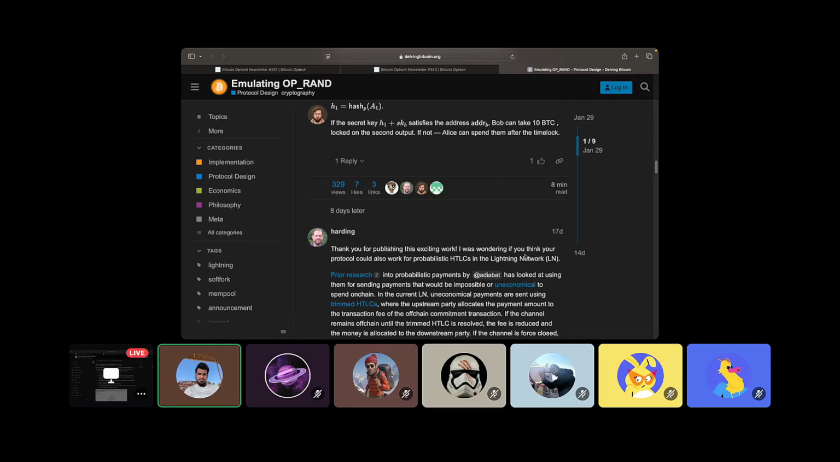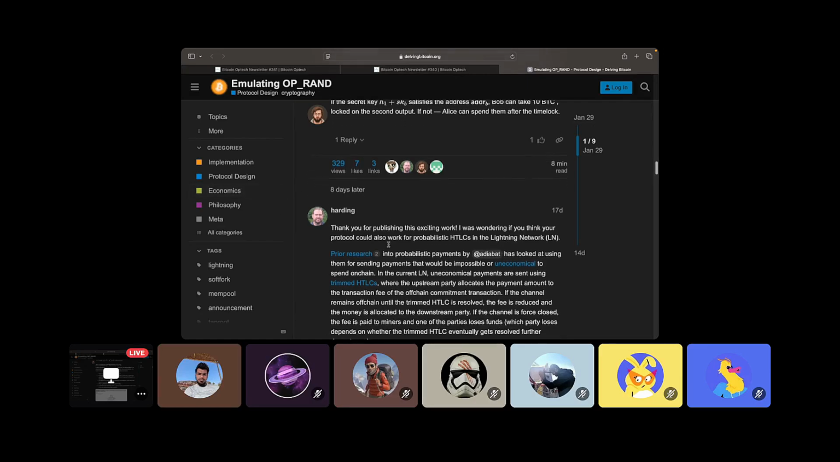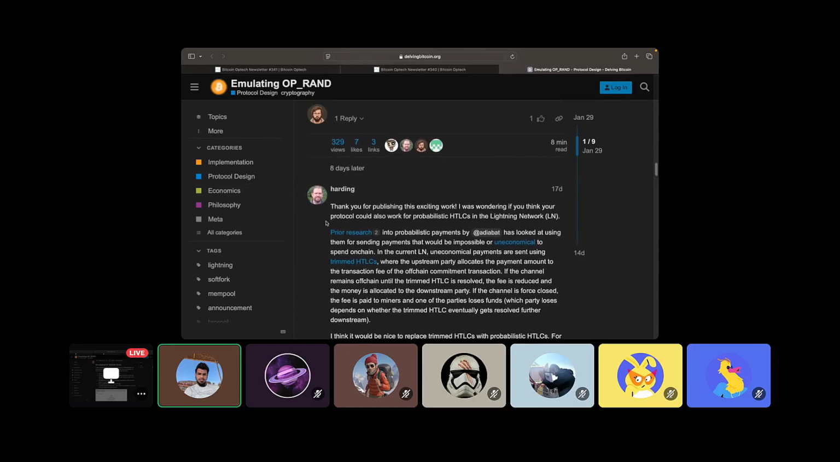Okay. Now, what's interesting is this dimension that was thought of by Dave Harding, of how we can use this proposal to leverage value out of trimmed HTLCs on the Lightning Network, right? We know that the Lightning Network functions on HTLCs, hash time lock contracts, and we know that there is a dust value for the amount of funds that you can broadcast on the network, right?